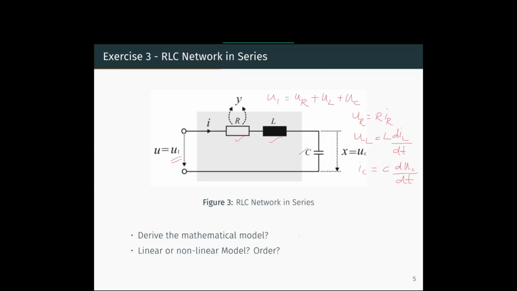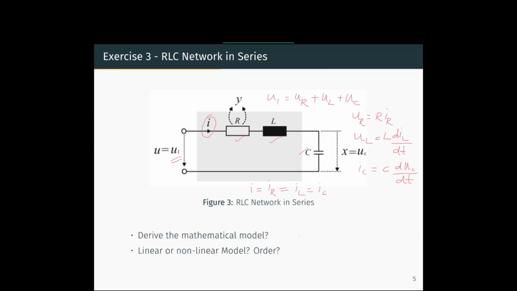Now the third equation is the current equation. IC is equal to C dUC by dt, where UC is the voltage across the capacitor and IC is the current flowing through the capacitor. Here all the elements are kept in series. So the current that is flowing through the resistor, the inductor and the capacitor will be the same. So I can write current I equal to IR equal to IL equal to IC.